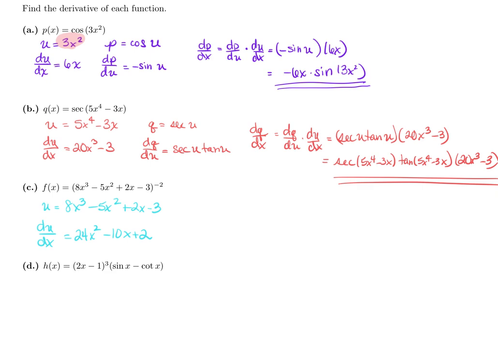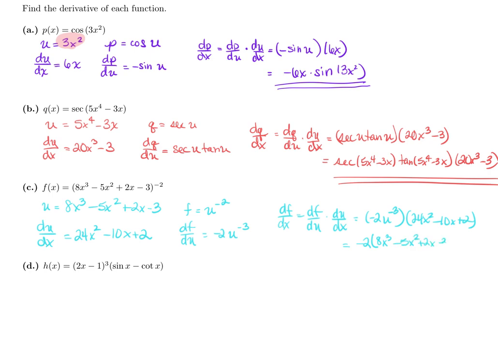So now we have f in terms of u. f is now u to the negative 2, and df du would be negative 2 u to the negative 3. Now when we want to find df dx, it's going to be df du times du dx. df du is negative 2 u to the negative 3, and du dx is 24x squared minus 10x plus 2. So we end up with negative 2 times 8x cubed minus 5x squared plus 2x minus 3, all to the negative 3, times our 24x squared minus 10x plus 2.